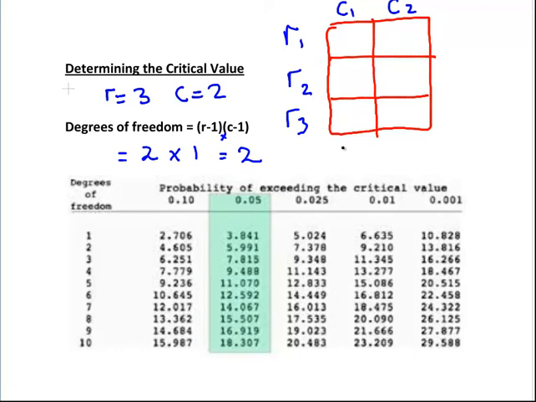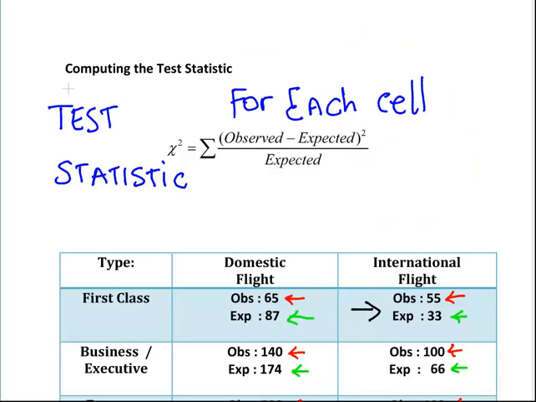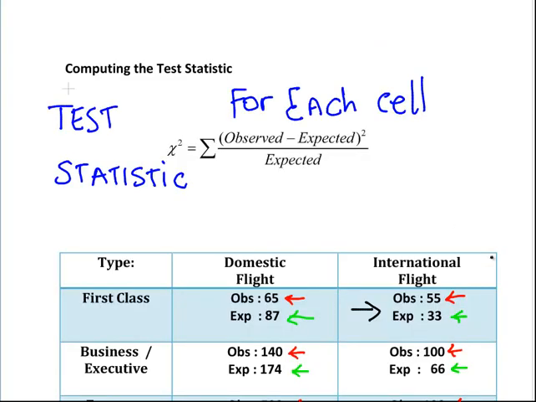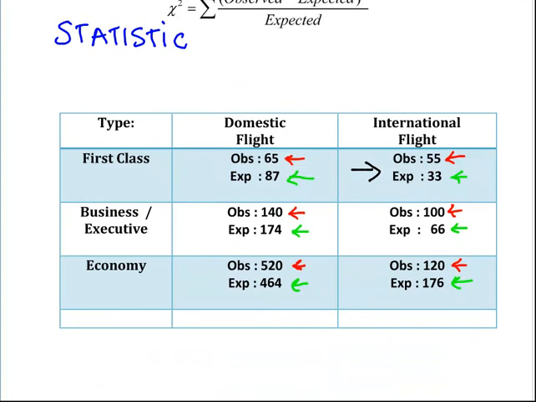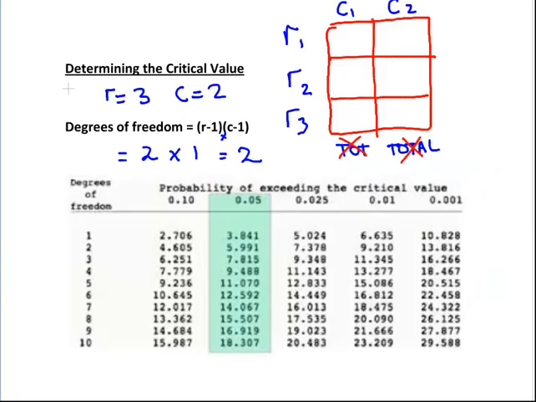Now, just a little clarification here. You don't include the totals for your rows, columns or total. So they are not part of this calculation for degrees of freedom. So it's the number of rows. Here it's 1, 2, 3. Number of columns 1 and 2. So that's where we get R minus 1 times C minus 1. Now, that is our degrees of freedom.